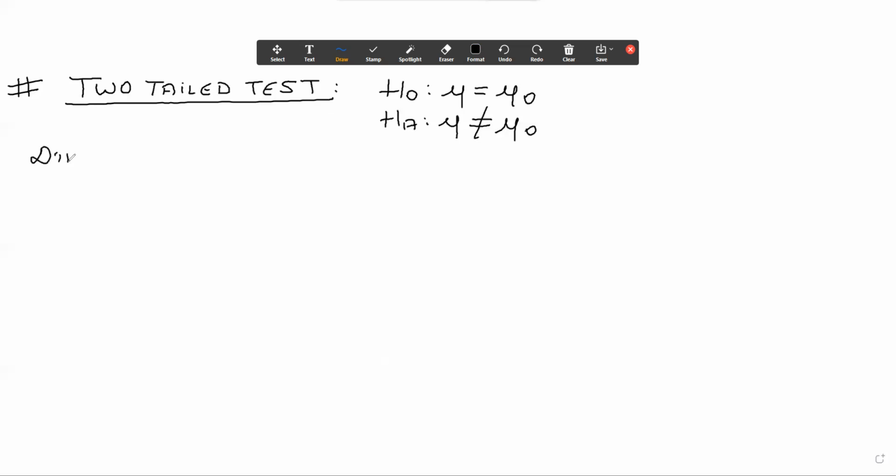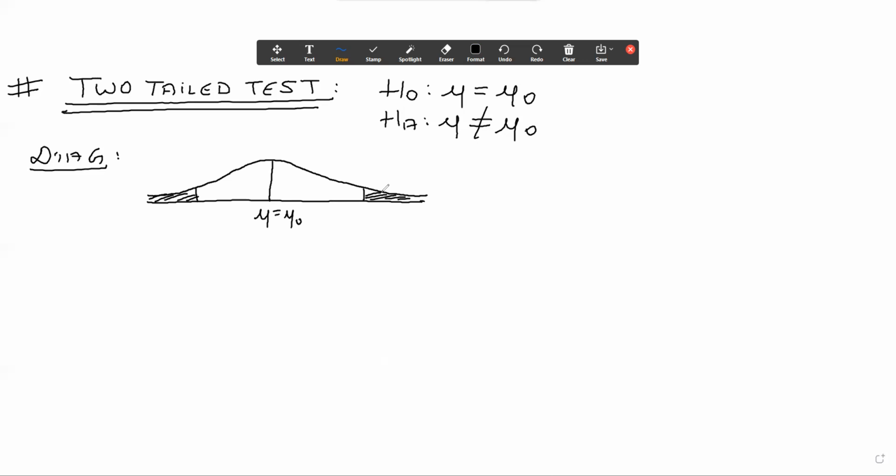So if you look at the diagram, suppose this is my normal distribution curve. It is centered at mu equal to mu 0. And guys, suppose this is my rejection region. I have two rejection regions because it's a two-tailed test. This is also alpha by 2. This is also alpha by 2, where alpha is the level of significance of the test. Now guys, suppose this value is mu 0 plus some h, arbitrary h. So this value by symmetry will be mu 0 minus h.